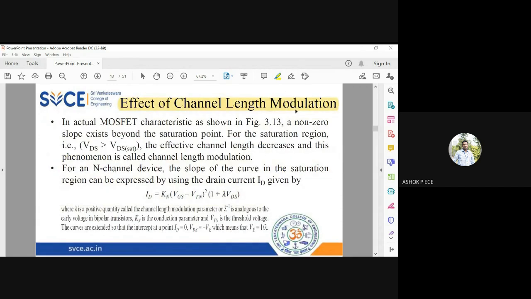Modulation means it is varying with respect to one parameter. What is that one parameter? It is your applied voltage. Whatever voltage you apply is going to determine the channel length characteristics.